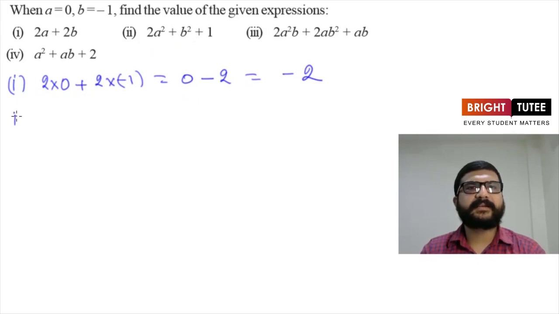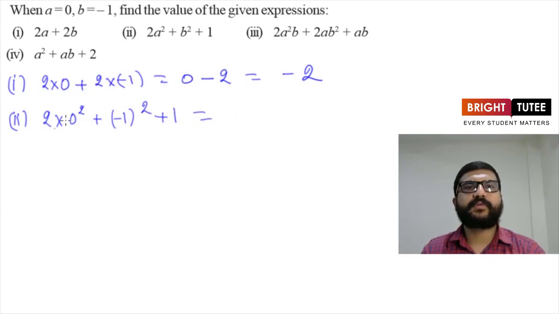Now the next part, here the expression is 2a square plus b square plus 1. So this will be 2 into a square means 2 into 0 square plus b square, that is minus 1 square and then plus 1.